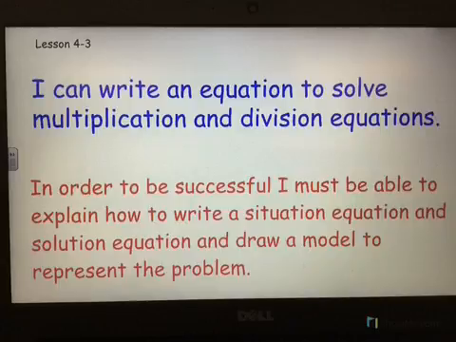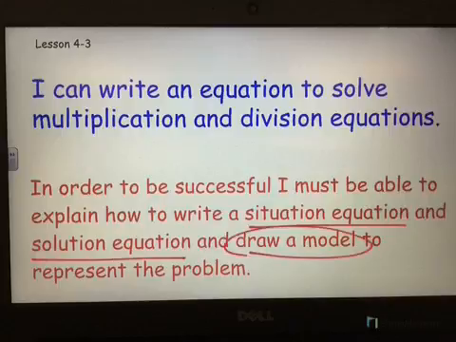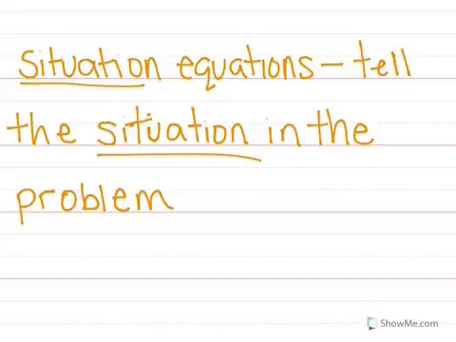This is lesson 4-3. Our learning target today is I can write an equation to solve multiplication and division equations. In order to be successful, I must be able to explain how to write a situation equation and solution equation and draw a model to represent the problem. Before we dive into our learning target today, we need to understand the difference between a situation equation and a solution equation.